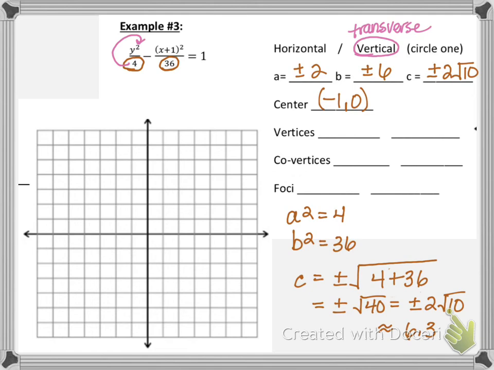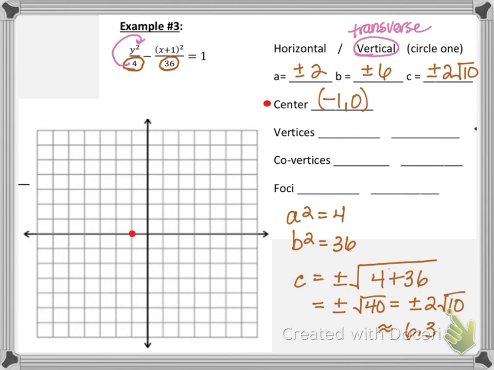So let's go plot that center. I think the center has worked out well being a bright red. So I'm going to put a big red dot here to remind us that the center is not at the origin, it's at -1, 0. So there's our center, and that's our point of reference.